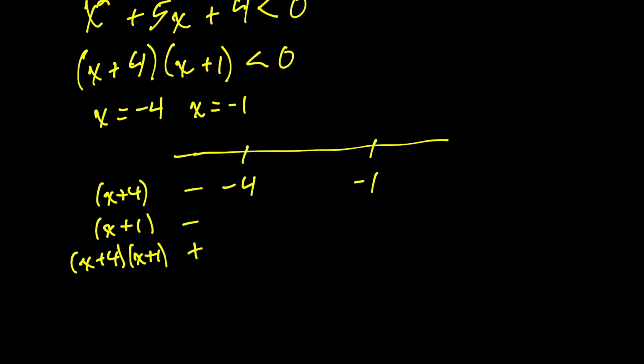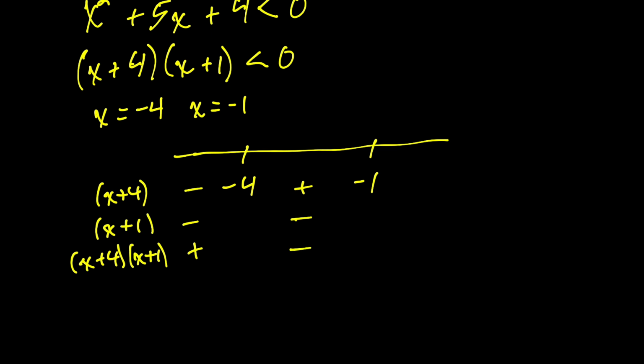Now we'll go on to the next region. So between negative 4 and negative 1, let's pick, say, I don't know, negative 2. So if I substitute a negative 2 over here, negative 2 plus 4, well, that's a positive number. And then if I said, what is negative 2 plus 1? Well, that's also a negative number. And if we multiply positive times negative, we get a negative.